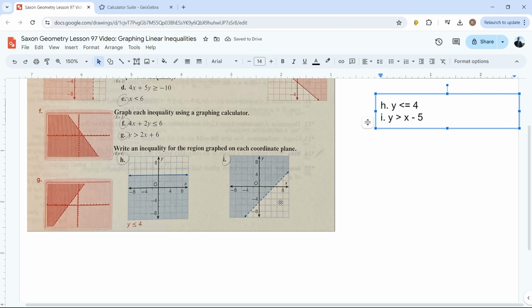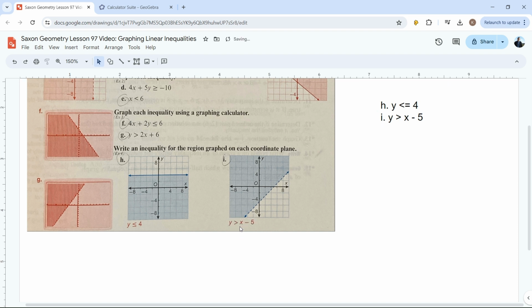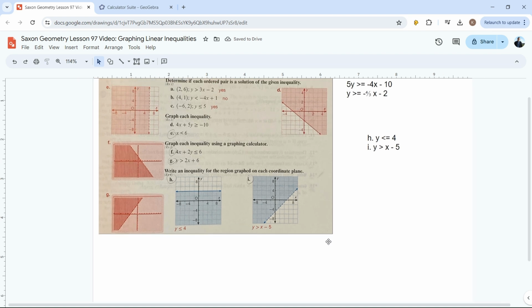Now, wait a second. I need to check this and make sure I got the right side shaded. I'm going to plug in 0, 0 and see if 0, 0 works as a solution. Is 0 greater than -5? Yes. So I did choose correctly. Now I can reveal my big answer. There we go. All right, now you know what we're doing. You're ready to do a problem set for next time.